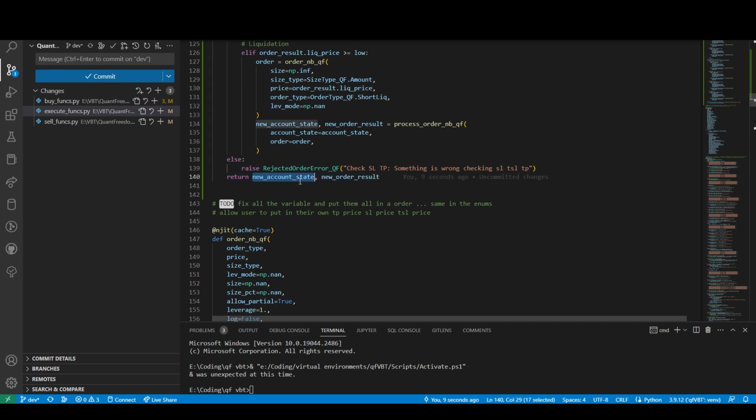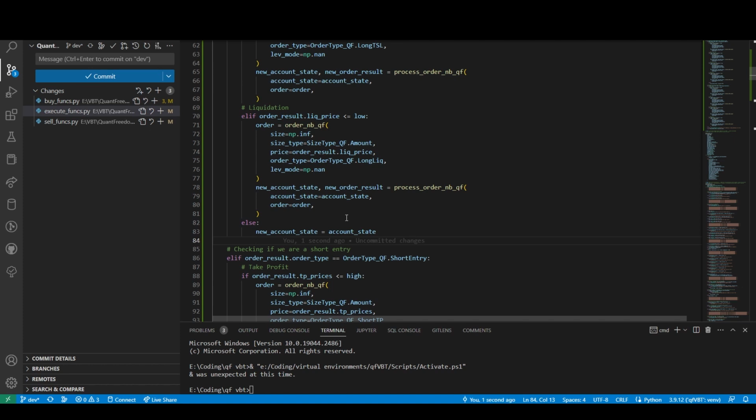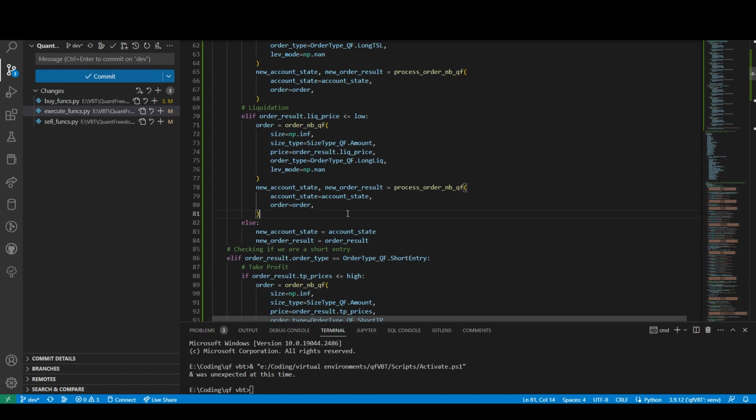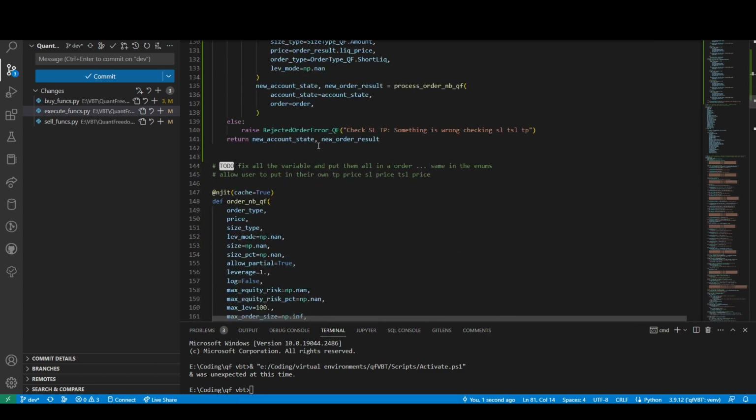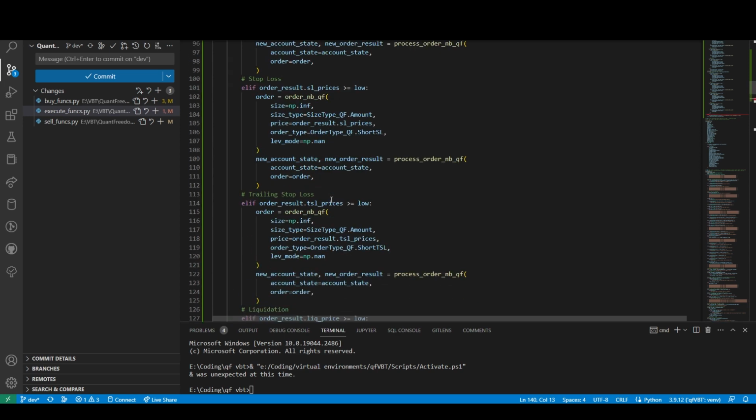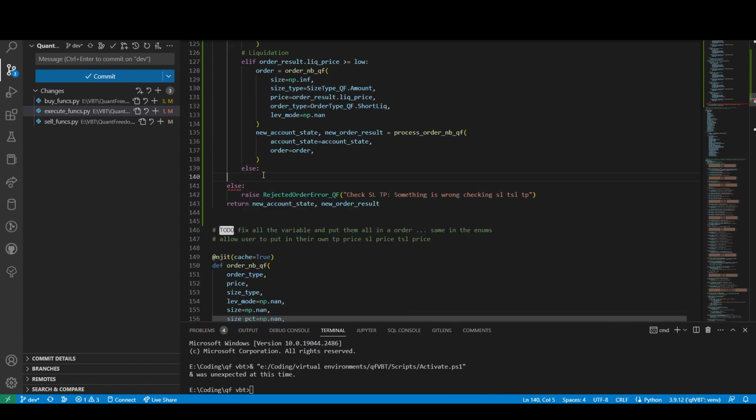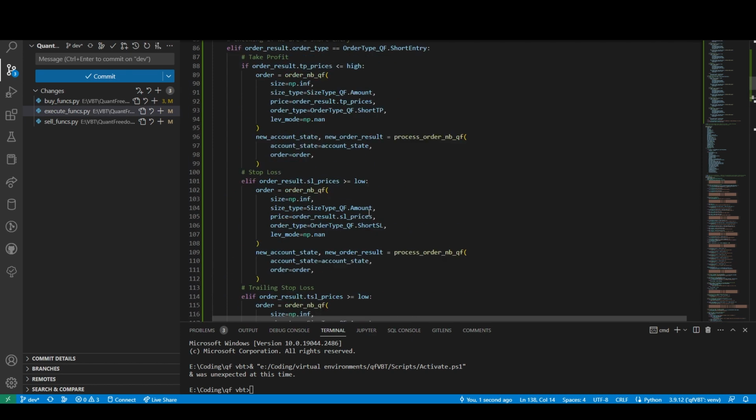So new account state. So here, we'll just say equals account state. And here we'll say new order result equals order result. All right, so if we're in a long and none of these things happen, well, then we'll just do this, and then we will return that. And so down here, we'll do the same thing. So this should work. Then we return that.